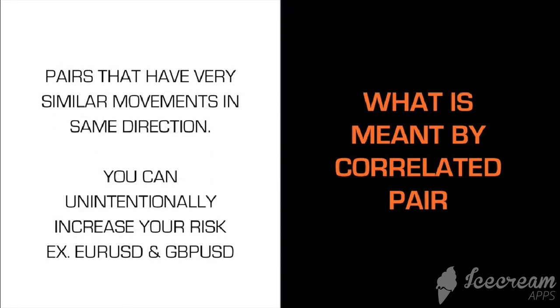Now, what do I actually mean by correlated pairs? Here's a slide. I kind of talked about it already, but they are pairs that have very similar movements in the same direction. All right. If you are not intentional about this, you can actually unintentionally increase your risk. For example, if you bought both the Euro USD and the GBP USD, you're pretty much buying the same type of trade. They're both UK types of currencies.